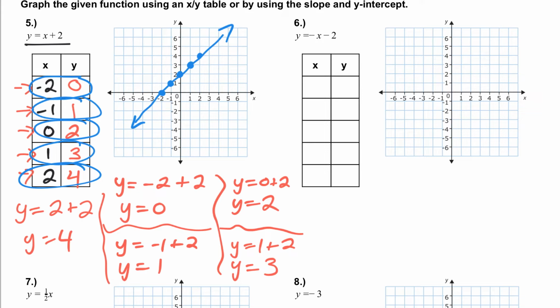For number 6, we have the function y equals -x minus 2. And if you recall, we can rewrite this one as y is equal to -1x minus 2.